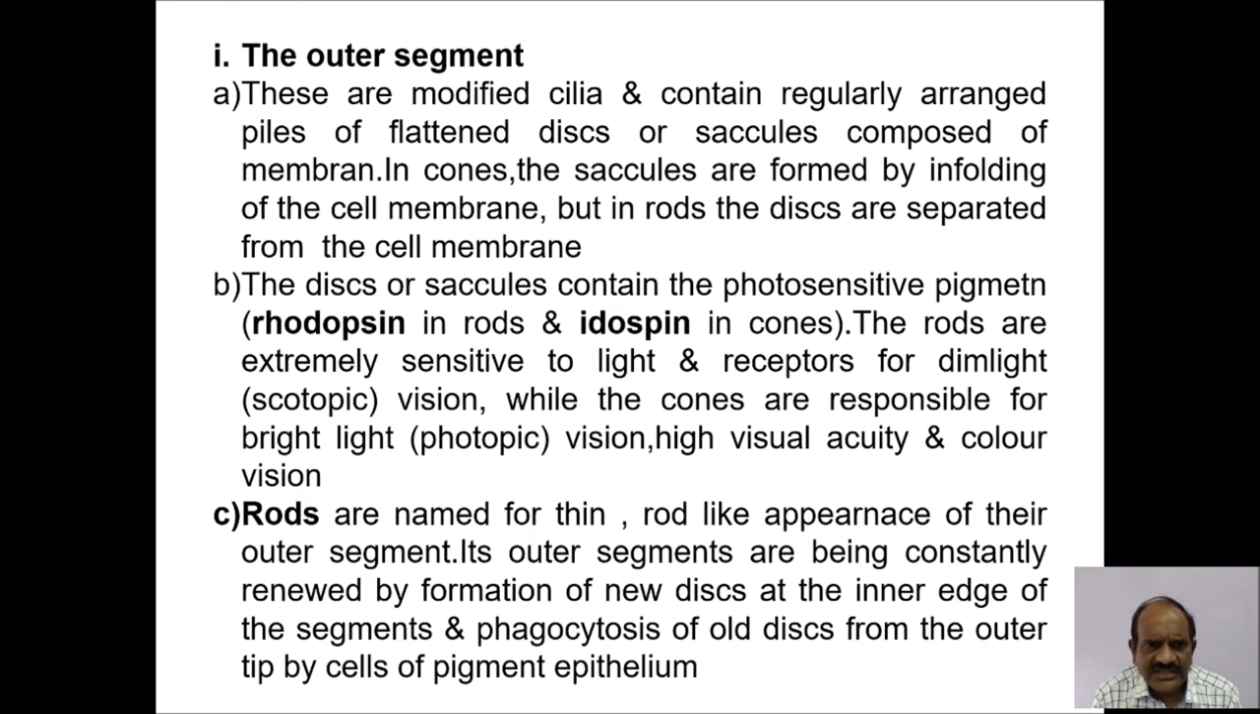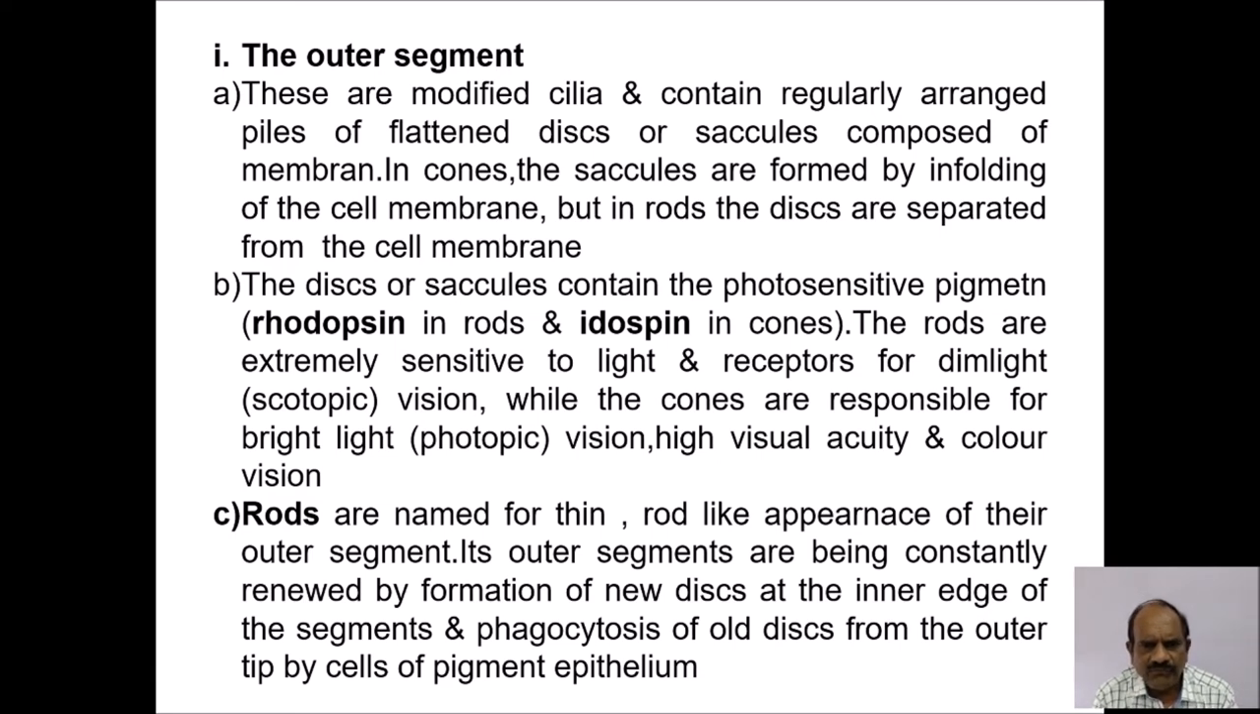The rods are extremely sensitive to light and are receptors for dim light vision, which we call scotopic vision. While the cones are responsible for bright light vision, what we call photopic vision, and they have high visual acuity and are responsible for color vision.